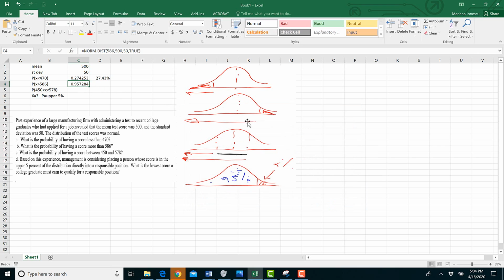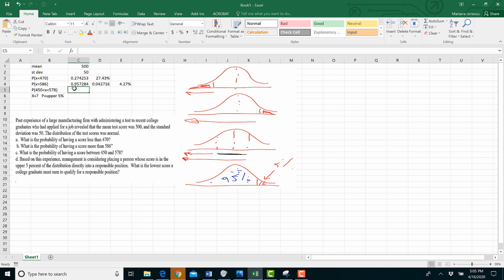Once more, this probability is the probability to have a score less than 586. To be more than 586, we have to subtract this value from 1. So 1 minus this value, the probability will be 4.27. So the probability to have a graduate with a score more than 586 is 4.27.